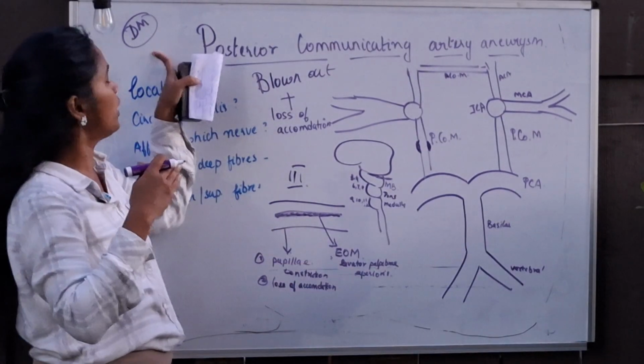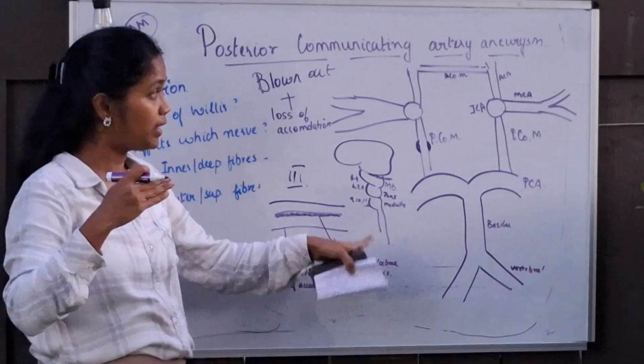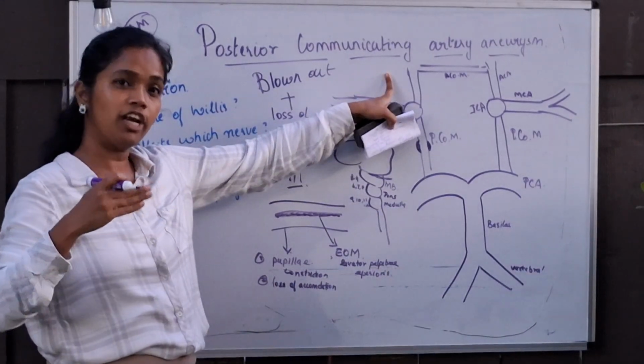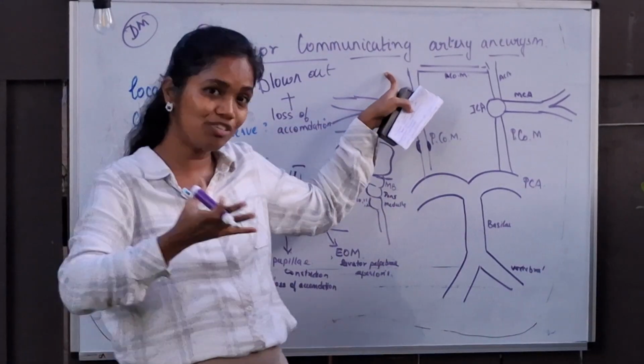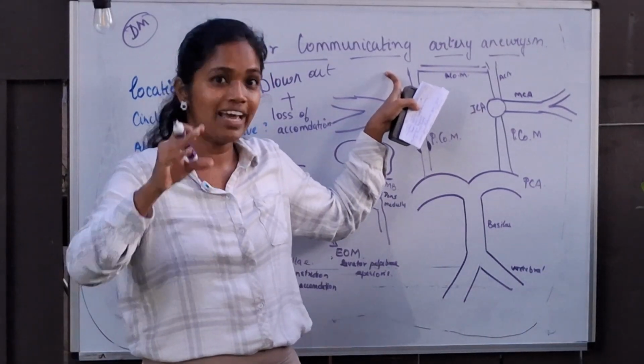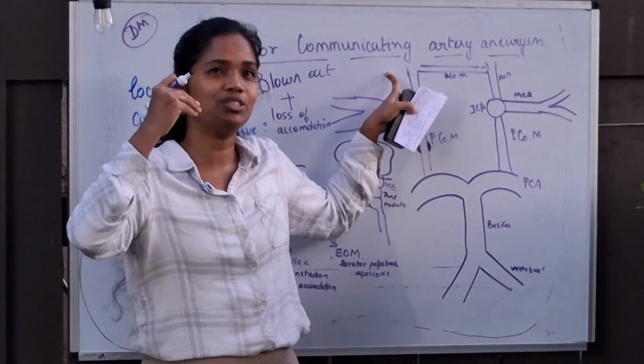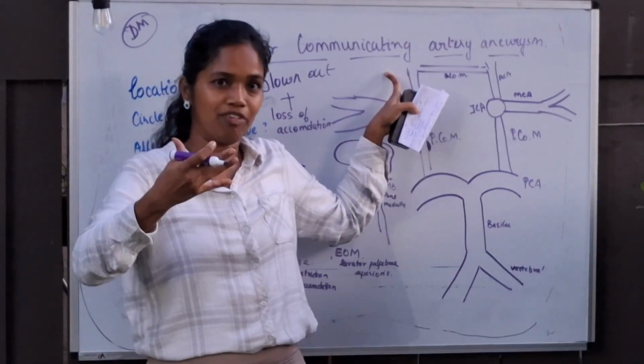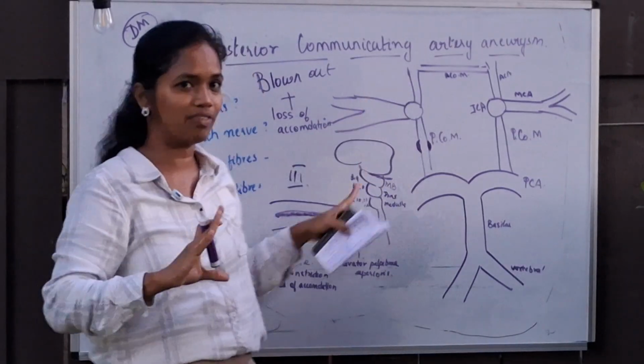So that is what happens when the deep fibers are affected, but a posterior communicating artery aneurysm will affect the superficial fibers, thereby resulting in loss of accommodation as well as loss of pupillary constriction, which is commonly referred to as a blown out pupil and loss of accommodation.